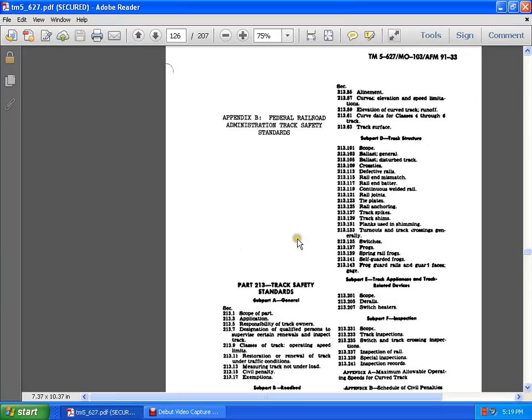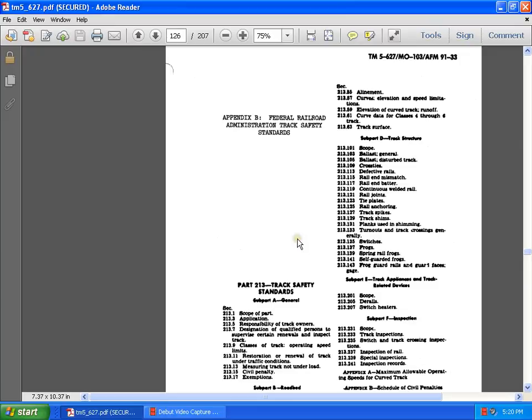civil penalty. See exemptions, alignment, curves, elevation, speed limitations, elevation of curved track, runoff, curved data in Class 4 through 6 track. Surface, scope, ballast, general ballast, disturbed track, cross ties, defective rails, rail mismatch, rail batter, continuous welded rail, joints, tie plates, rail anchors, track spikes, track shims, shims used in shimming, churning out, shorting, track crossing generally, switches, frogs, springs, rail frogs, self-guarded frogs, frog guard rail, and guarded faces.